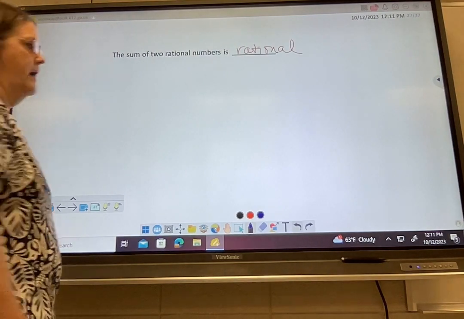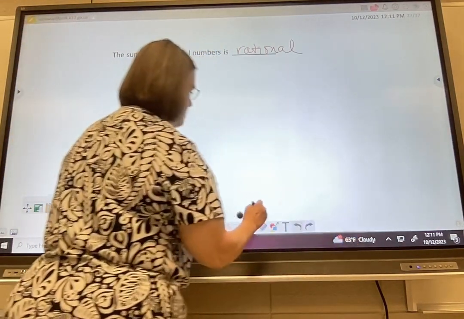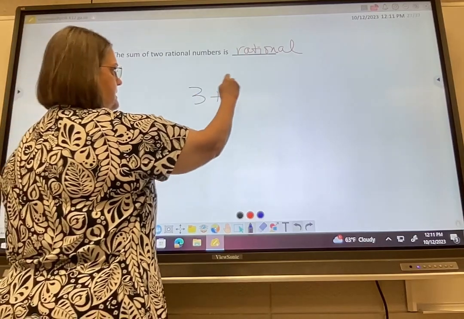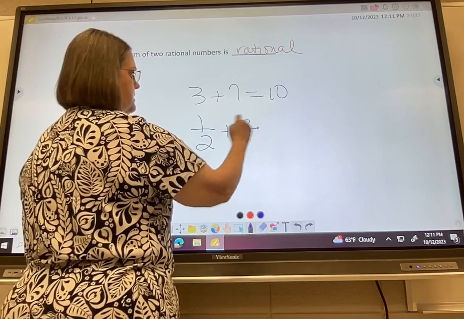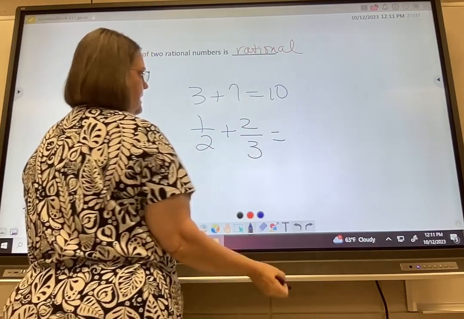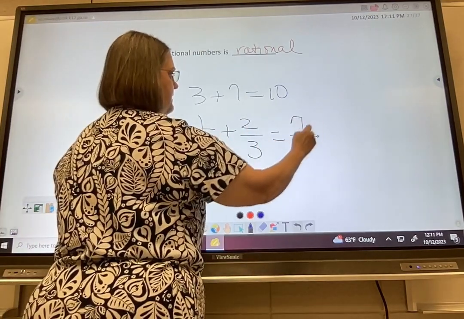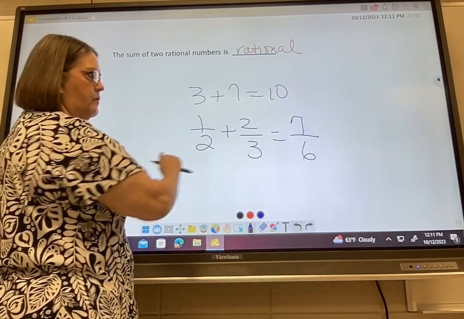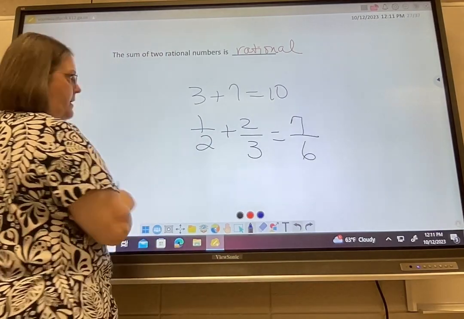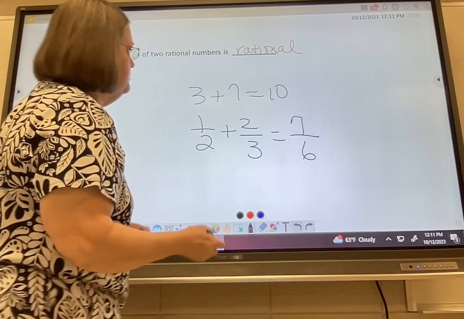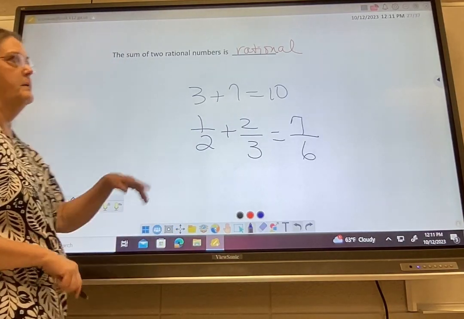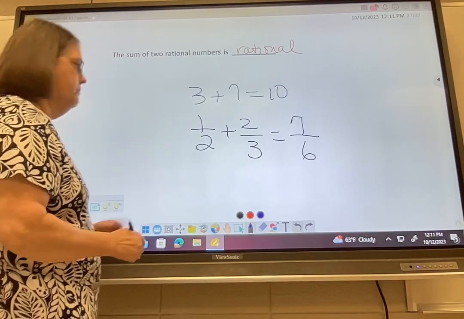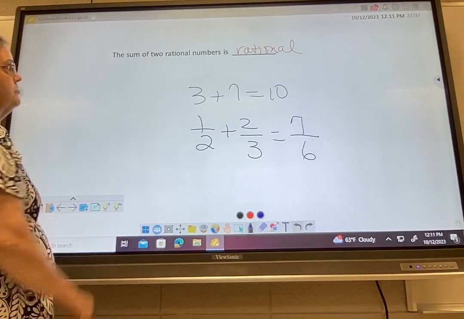The sum of 2 rational numbers is always rational. 3 plus 7, 10. 1/2 plus 2/3, that's going to be 7/6. That is rational. So it doesn't matter, 2 rational numbers. There are none out there that I can even think of that would become irrational. 2 rational numbers added together is always rational.